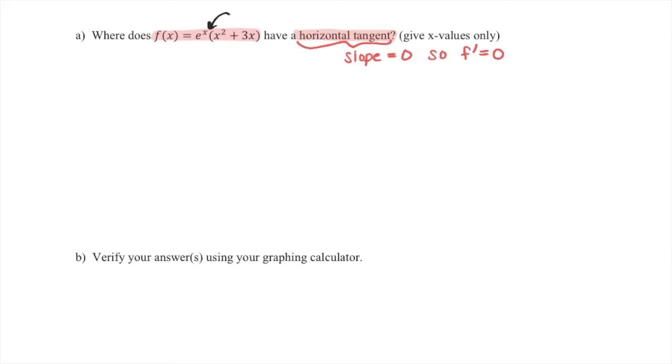Now notice this function contains a product. We have e to the x times the quantity x squared plus 3x. Therefore, we're going to have to use the product rule here to find our derivative. So we have our first function, which is e to the x, times the second function, which is the x squared plus 3x.